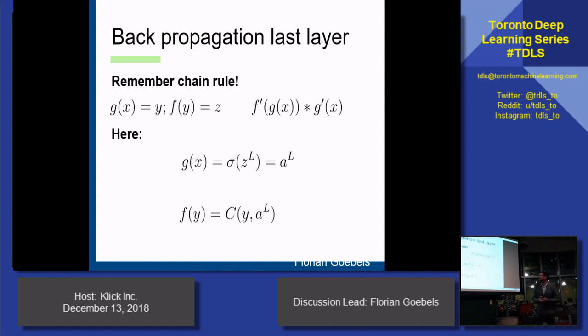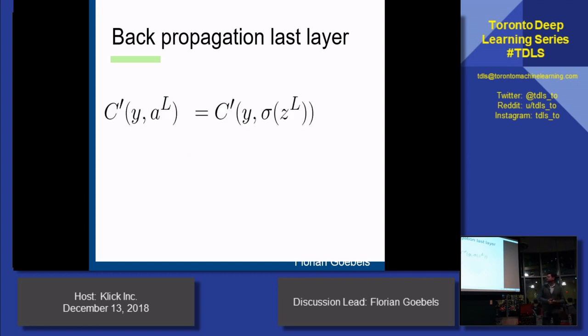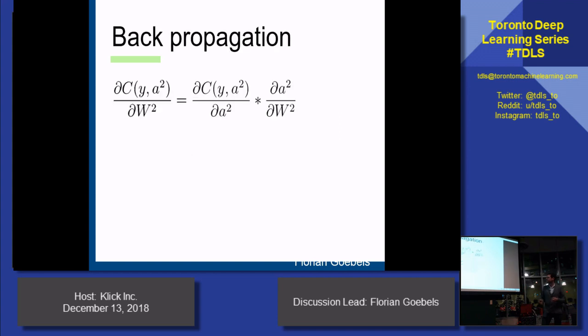And if you remember the chain rule, my last weight is nothing else than a sigmoid of the hidden state. So we can say this is my g of x, and my f of y is my cost function. And now I can calculate the partial derivatives, apply the chain rule on this, which will look like this in this formulation, and will look like this using this fractal description.